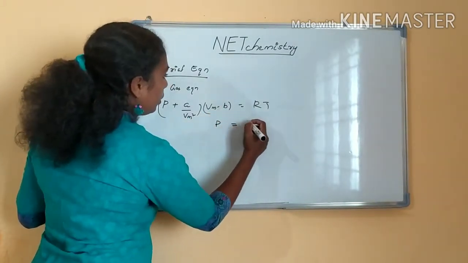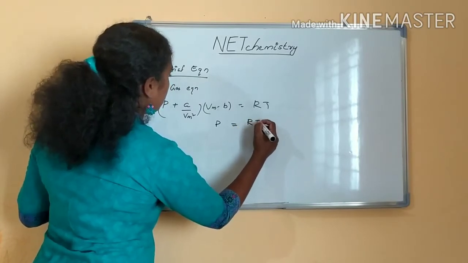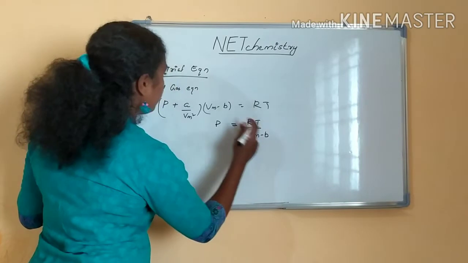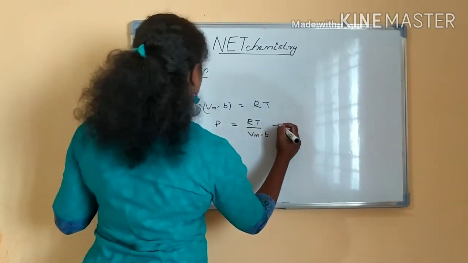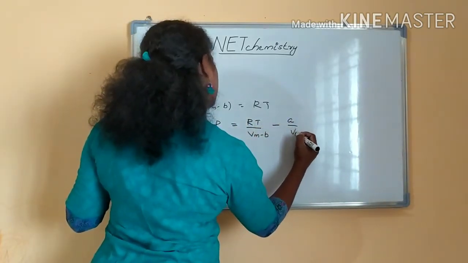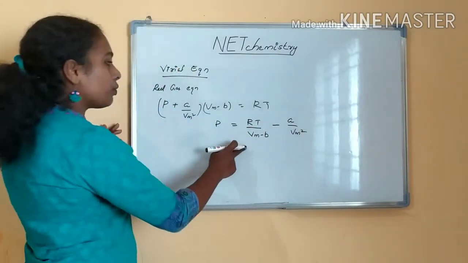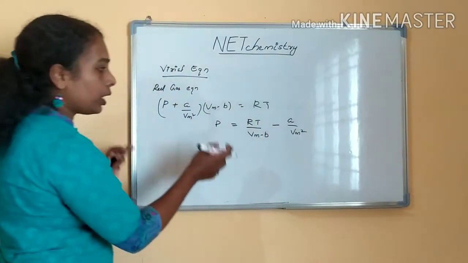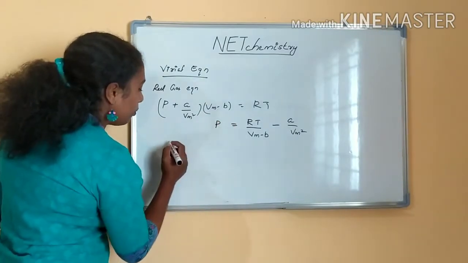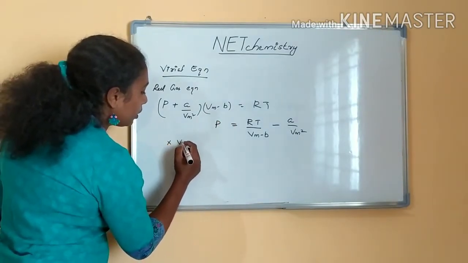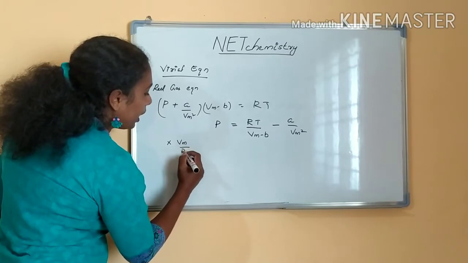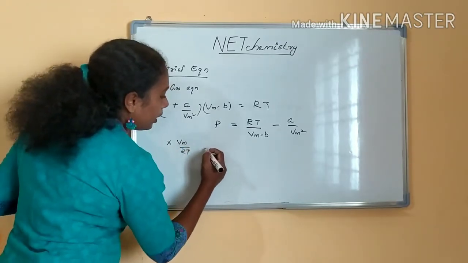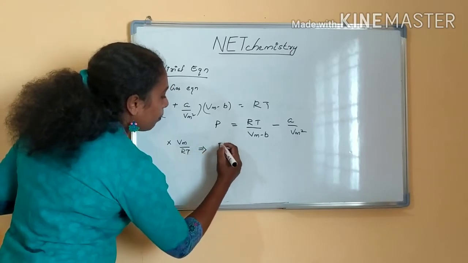Okay, P is equal to RT by Vm minus B, minus A by Vm square, right? This is what, right? RT by Vm minus B minus A by Vm square. I am just rearranging. Then what I am doing, I am multiplying with Vm by RT. Okay, I am going to multiply this equation with Vm by RT. Then what it will become?